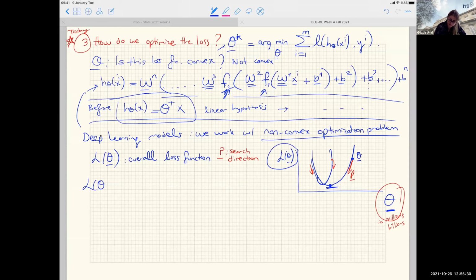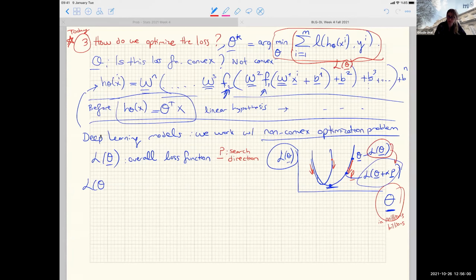I want to take some step, and then at that point I'm at some other loss value. So here I was at a specific loss value. And remember, we are trying to minimize the loss. This is what we're trying to do. We are trying to minimize this. This is my L theta, okay? So hopefully, going from L theta to L theta plus P, the goal is that this decreases, right?